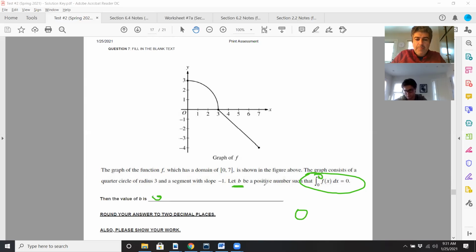Pay attention to detail. Sometimes I would argue that math people would make great attorneys because they really read the fine print. Let B be a positive number. 0 is not positive, so 0 would not be okay. If you put 0 and didn't show me any of the work, I only gave you 1 point out of 5, unfortunately. But you could do a test correction here and get some points back.